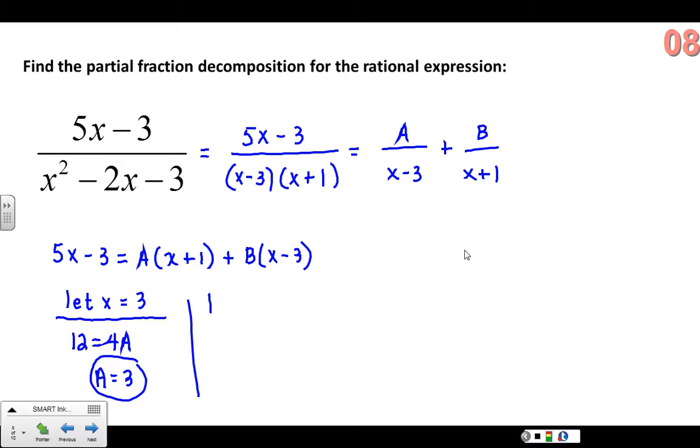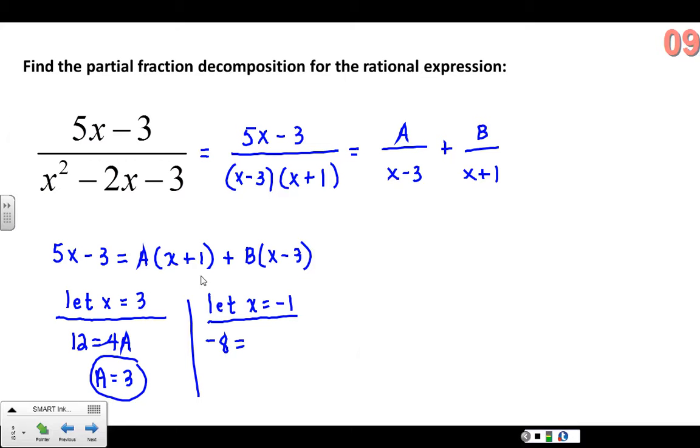Then let's let x also equal negative 1. This factor would be 0 if x was negative 1. So let's try that and see what happens. If I let x be negative 1, that is negative 5 minus 3, that'd be negative 8.